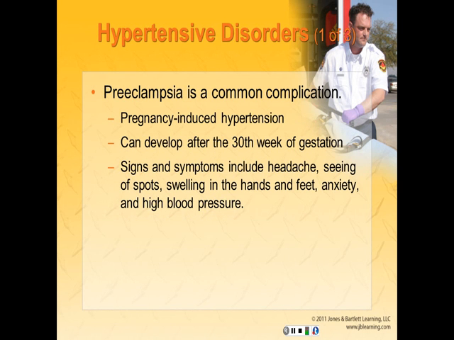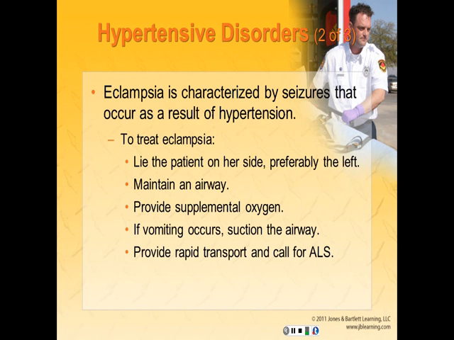This condition can develop after the 30th week of gestation, and it is characterized by the following signs and symptoms: headaches, seeing of spots, swelling in the hands and feet, anxiety, and elevated blood pressure. Another condition, called eclampsia, is characterized by seizures that occur as a result of the hypertension.